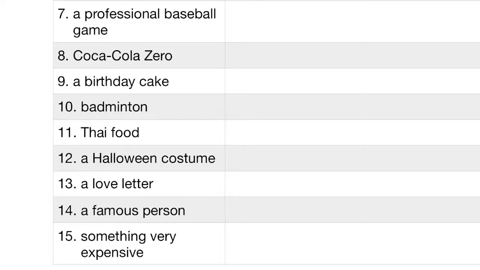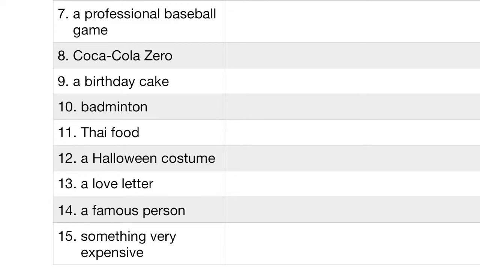Have you ever played badminton? Have you ever played tennis? Have you ever met a famous person on a flight? Have you ever eaten Thai food? Have you ever given a love letter to anybody? Have you ever bought something very expensive? Have you ever written a love letter to your friend? Have you ever played badminton?